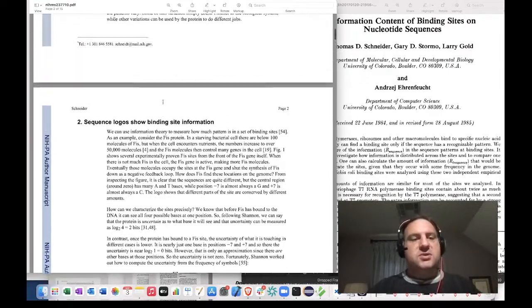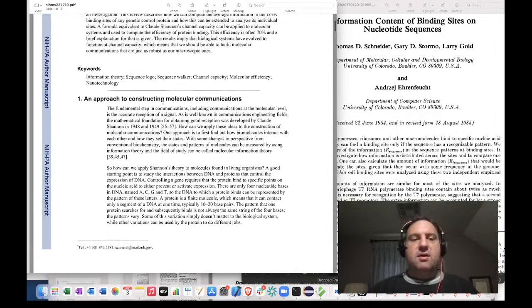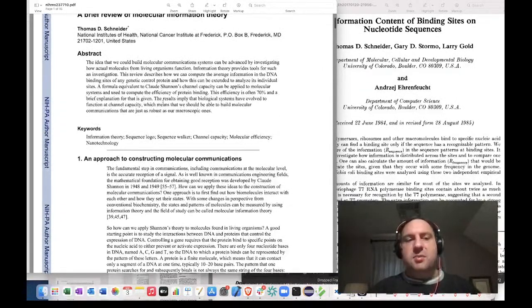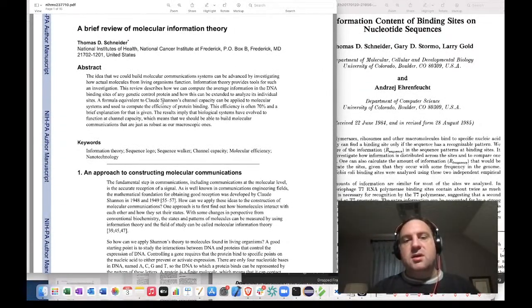So anyway, I just wanted to do a short one. I don't want to get into all the details. These two papers contain most of what you need. It's just a fascinating area to look into.